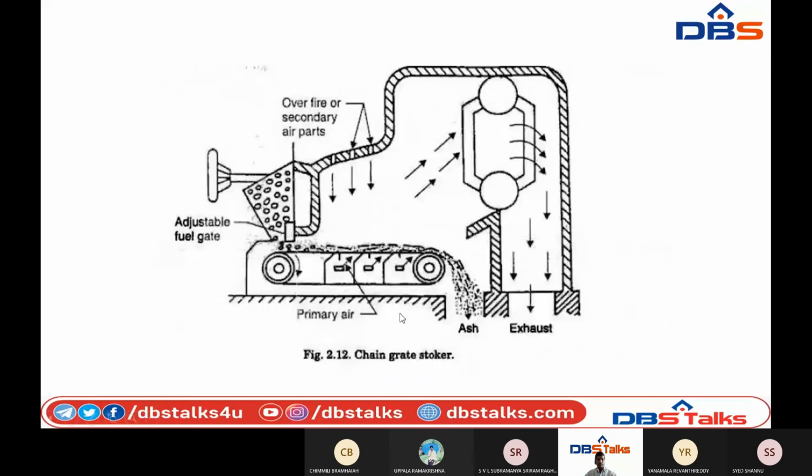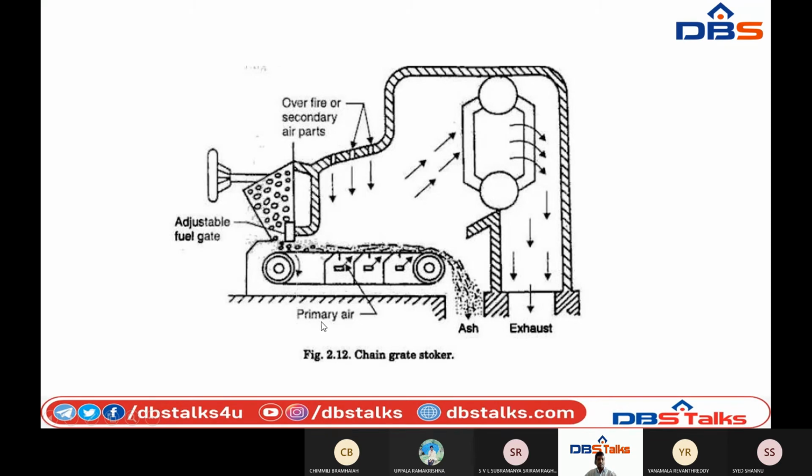Sorry, sprocket wheels. The chain is fixed on two sprocket wheels. One is in front of the furnace, and the second one is on the rear side, that means the back side of the furnace.